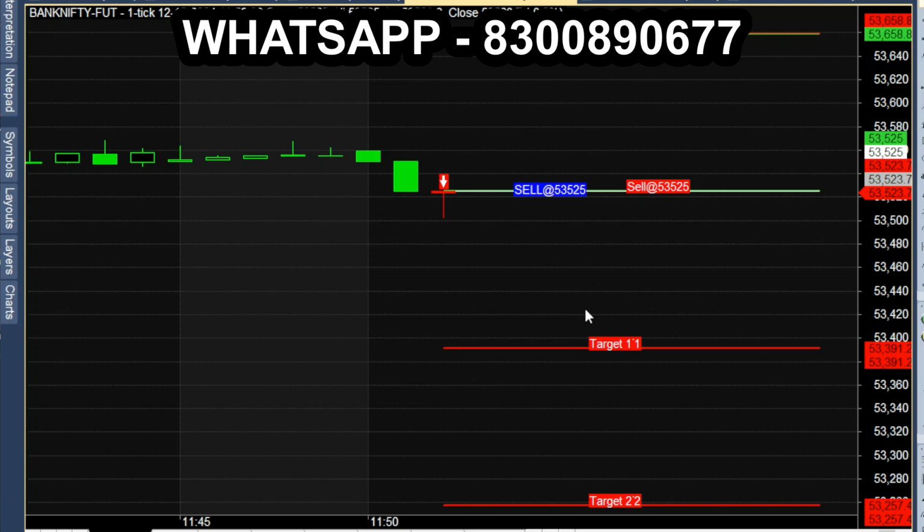By connecting your broker account to this chart, you can do auto trading also. It's the 12th December market, Thursday market we are watching. After 11:50 AM, a downside breakout, we are watching this sell call. The sell call came at 53,525, so that straight white line is the entry line, 525.